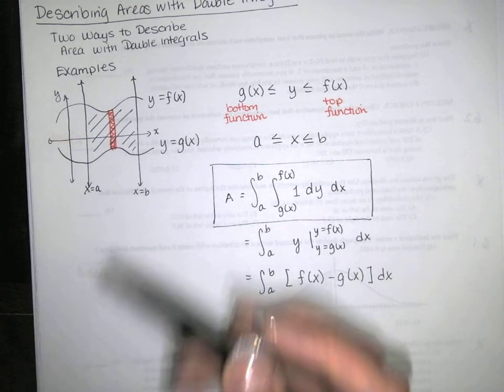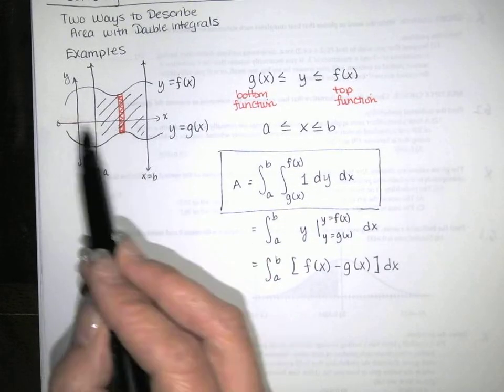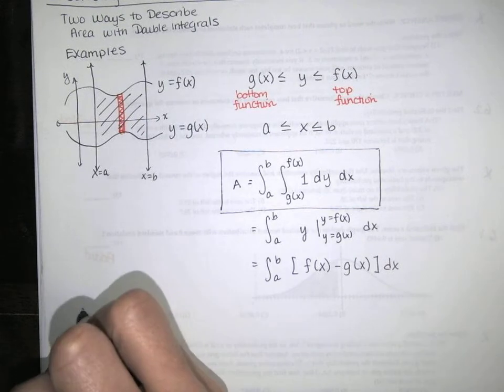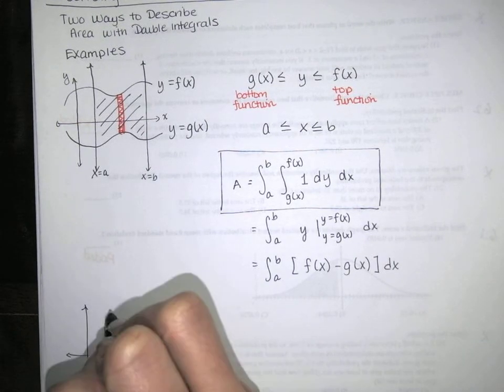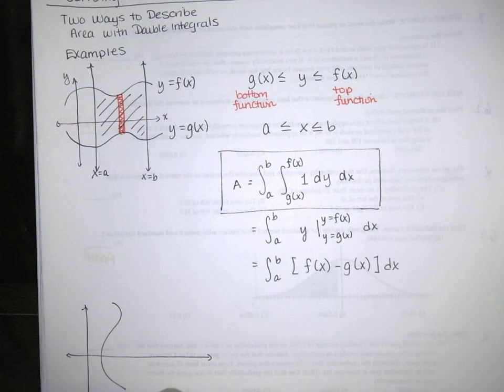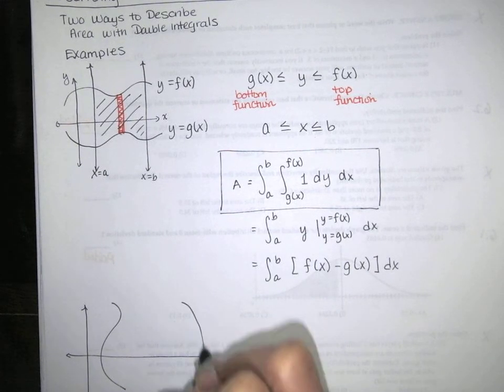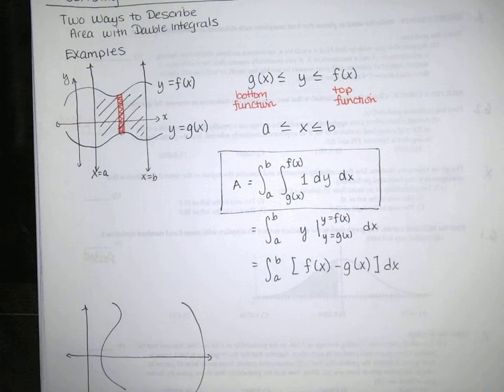Okay, so that's what we do if y goes from a function to a function and x goes from a constant to a constant. Now, it could also go the other way. We might have x going from a function to a function, and y may go from a constant to a constant.